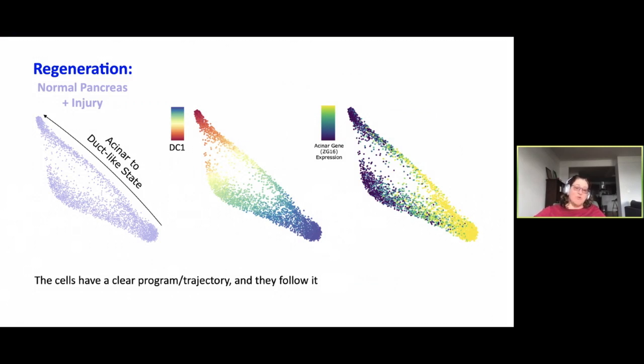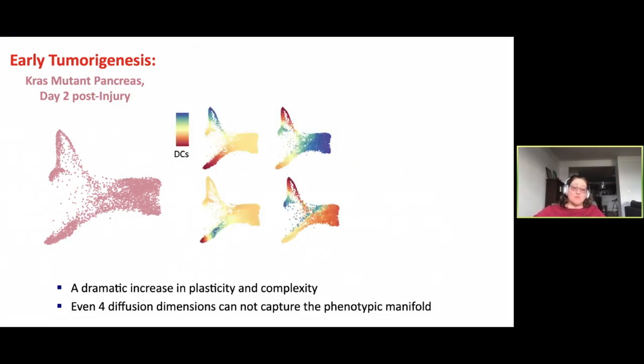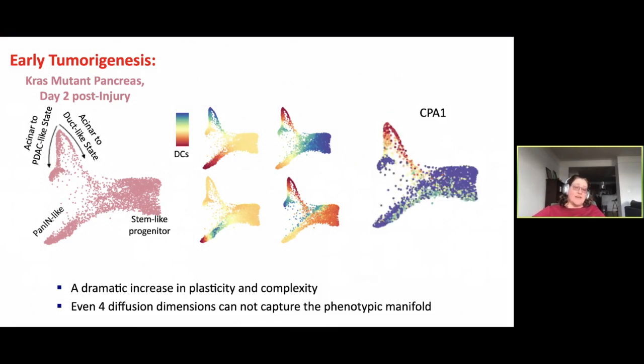And we see that everything is really well behaved in the wild-type mouse. When we look at the mutant mouse, we see much more increased plasticity and complexity. This shape is already weird. When we start mapping the diffusion components, we see that even 4 diffusion components isn't enough to capture the complexity and all the different paths and dimensions that this data holds. And we looked at the gene programs and tried to figure out what's going on. Because it's already so complex and so plastic, and the choices and phenotypes that the cell can take are so much higher dimensional and more plastic, it's really even hard to trace simple trajectories in this data.